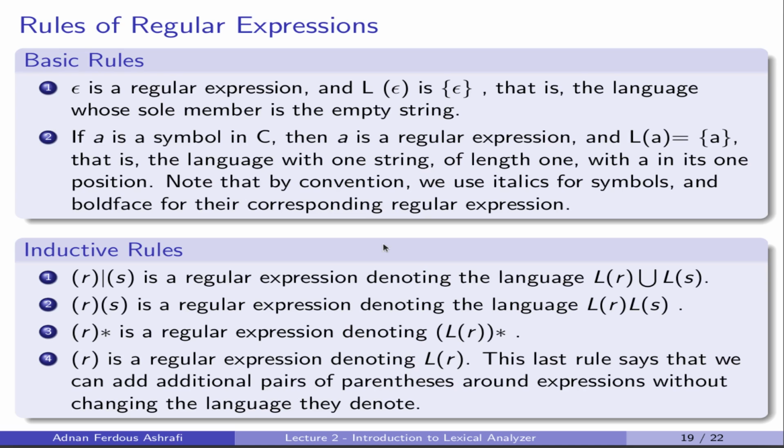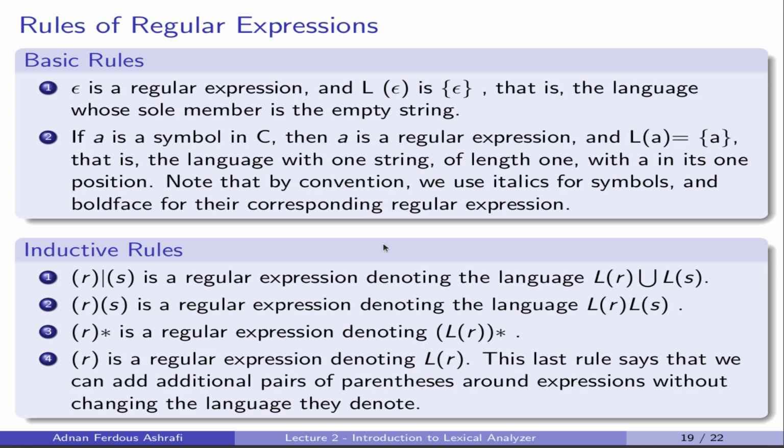Alright, so next, the second inductive rule is আমি যদি কোনো একটা রেগুলার এক্সপ্রেশন ডিফাইন করি RS, তার মানে হচ্ছে R আগে S পরে, স্ট্রিং এর প্রথমে R এবং পরে S। সো এটা যদি চিন্তা করেন তাহলে হচ্ছে দিস রেগুলার এক্সপ্রেশন ডেনোটিং দ্য ল্যাঙ্গুয়েজ L of R and then L of S added with it, right? So this is concatenation. We have connected two strings together. Alright.